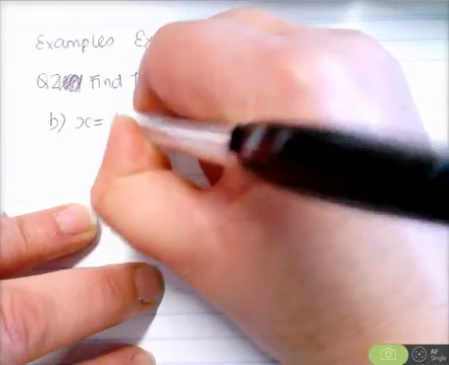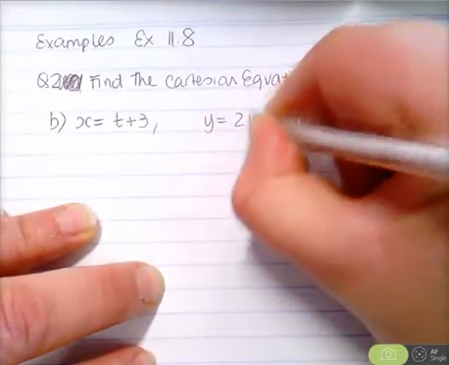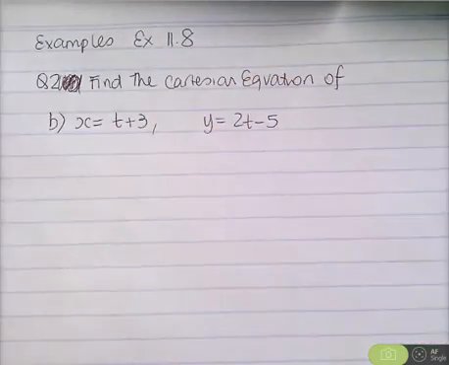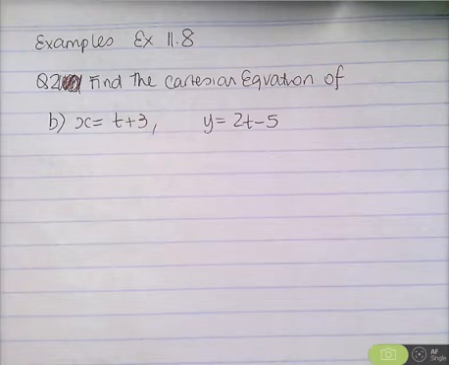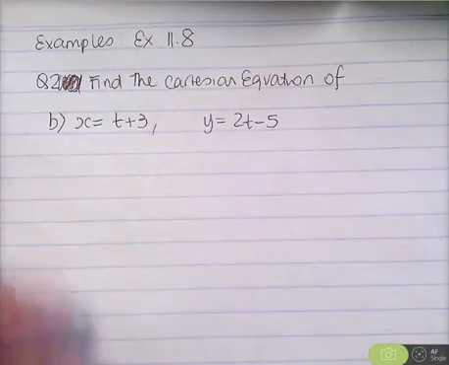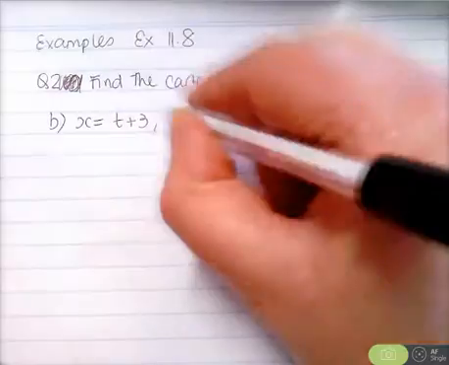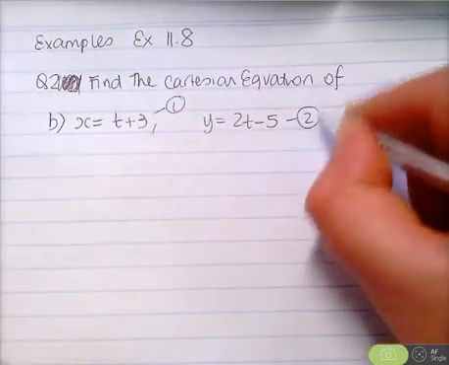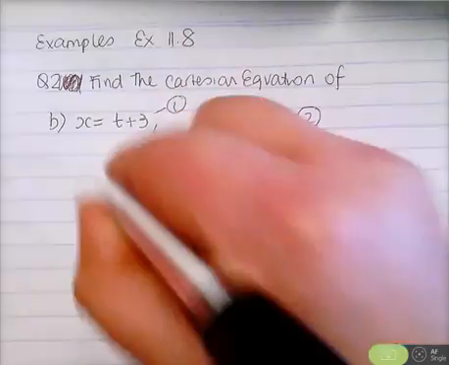X is t plus 3, y is 2t minus 5. Find the Cartesian equation of those parametric ones. They're obviously not in the format that we're used to seeing, but you know the way you would do it. The Cartesian equation, I want the y-x equation with no t's in it. You take the easiest one, I'll call that equation 1 and 2. Which one do you rearrange? Yeah, you rearrange the first one.